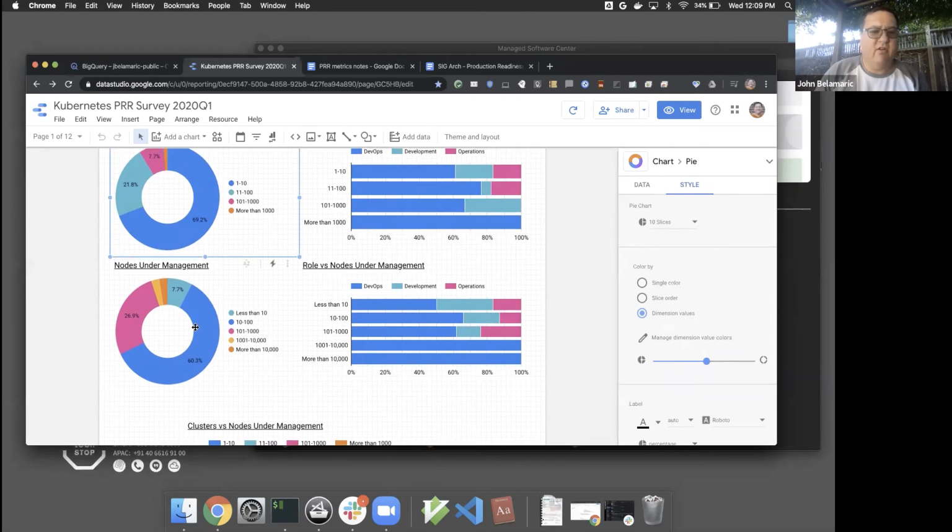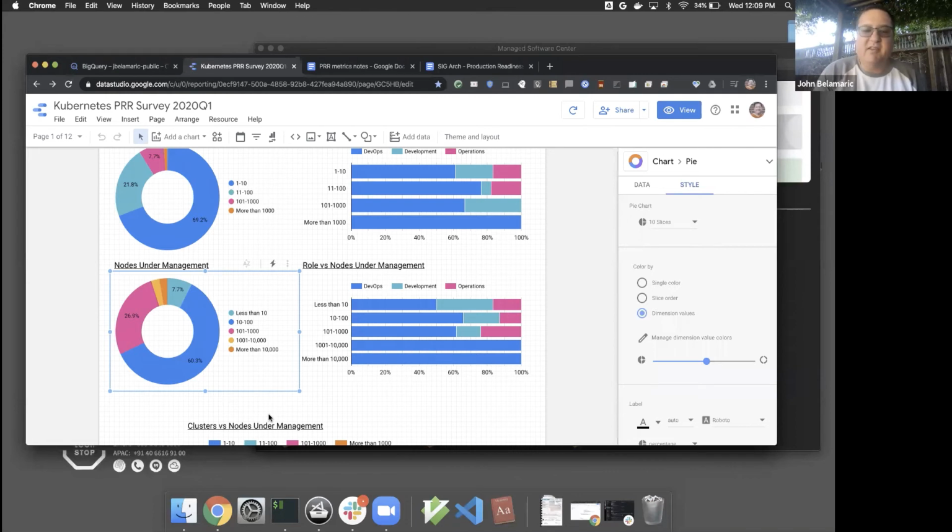Breaking that down by nodes, we had two separate questions: number of clusters under management and number of nodes under management. So we can see that most of those folks also have between 10 and 100 nodes under management. To me, that's small in comparison to what we have, but of course we're very unusual at Google, an unusual group.